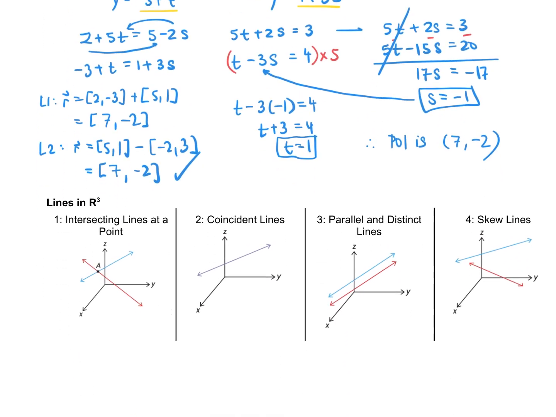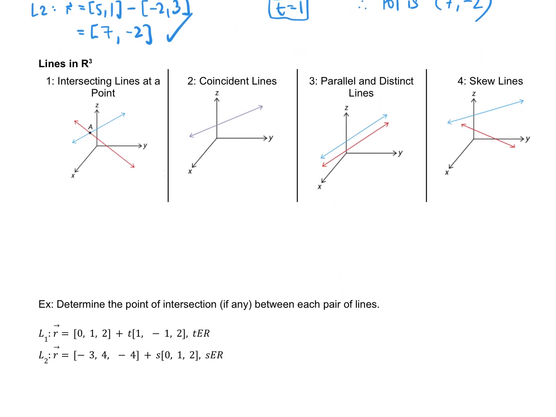Let's see R3. Now we have one extra orientation for R3. We still have intersection at a point. We still have coincident lines. We still have parallel and distinct. But we can also have skewed lines. These are lines that are not parallel, but because you have this three-dimensional space, they might not intersect.